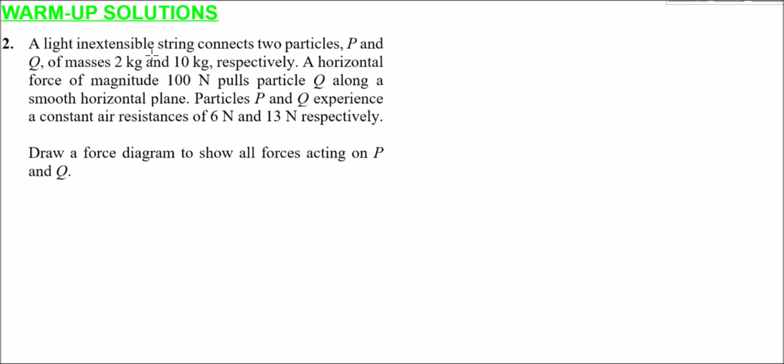So what we have here is a light inextensible string connecting 2 particles P and Q of masses 2 and 10 kilograms respectively. So it says it's a horizontal force of magnitude 100 pulling particle Q along a smooth horizontal plane. That's that word horizontal again. So I'm now confident enough to just do a straight line with which to model the surface these particles are on. And as well as that, I'm just going to do a diagram here for the particles.